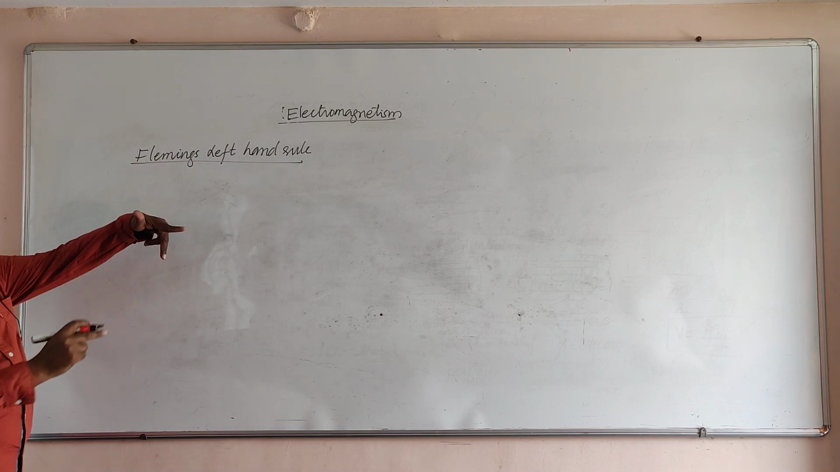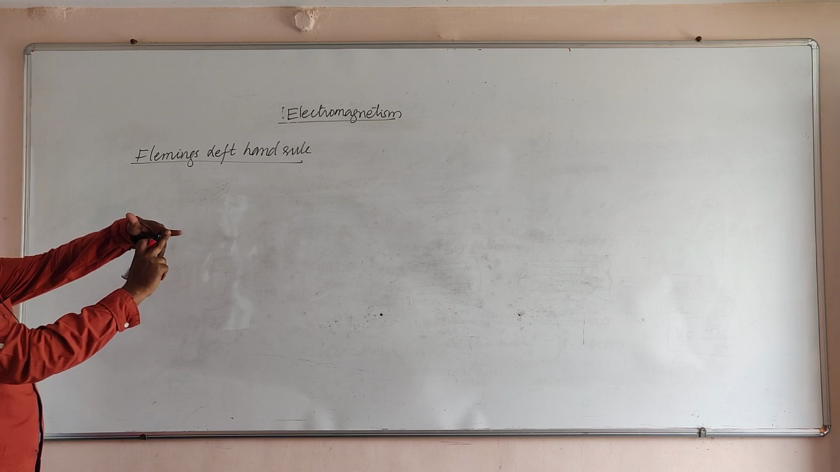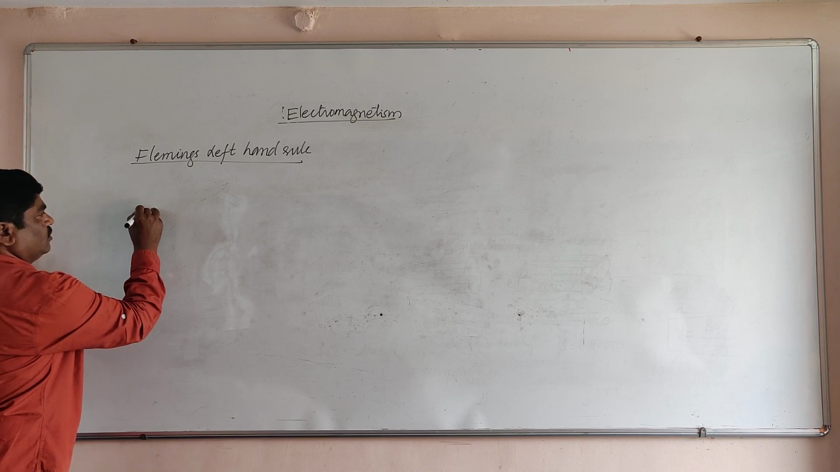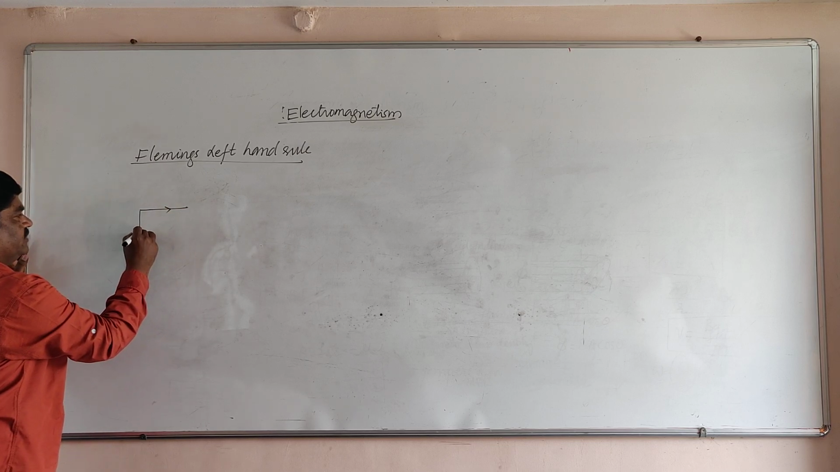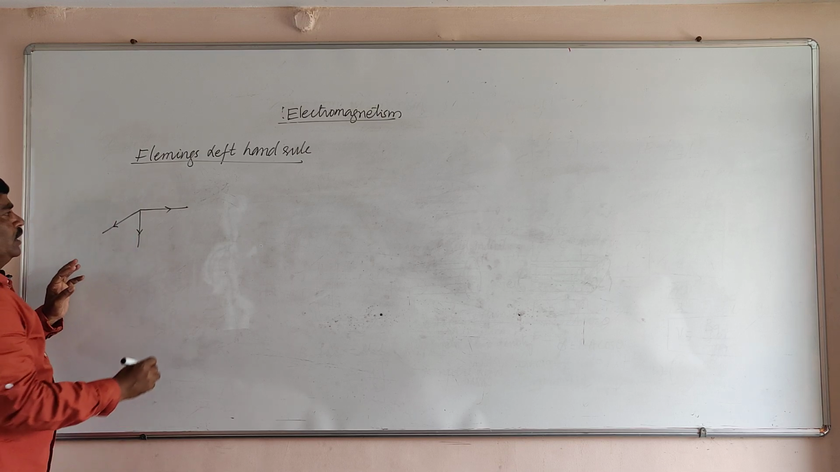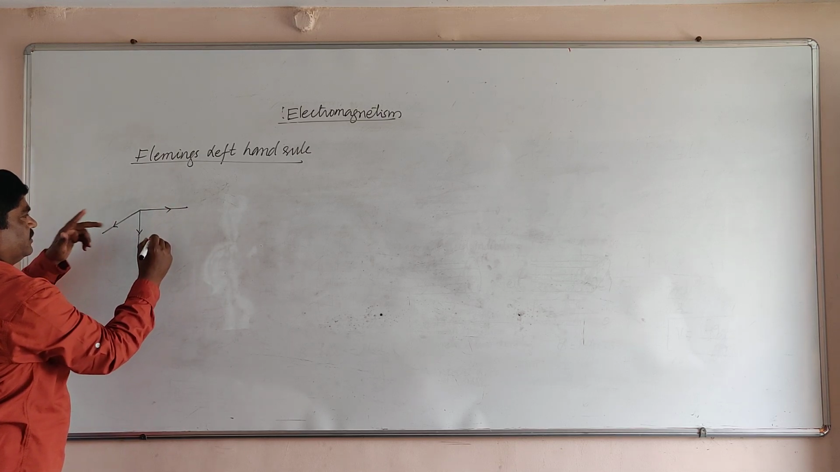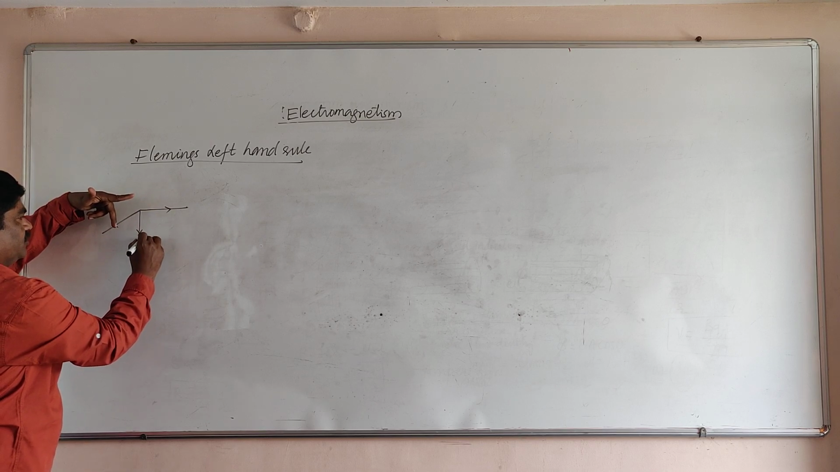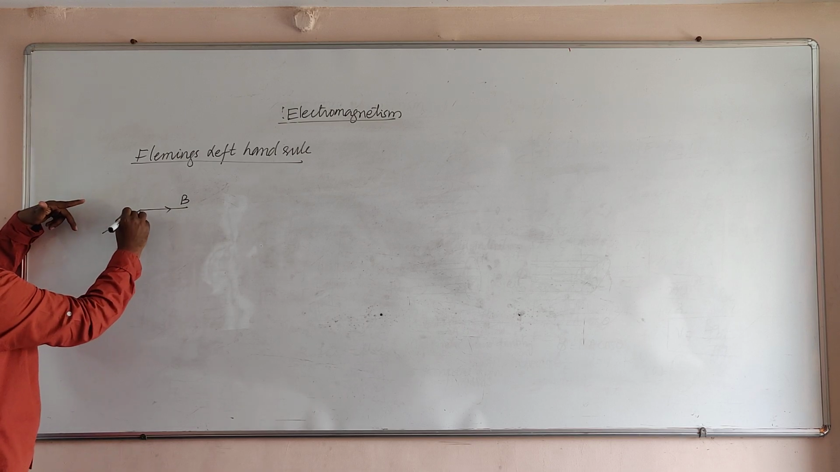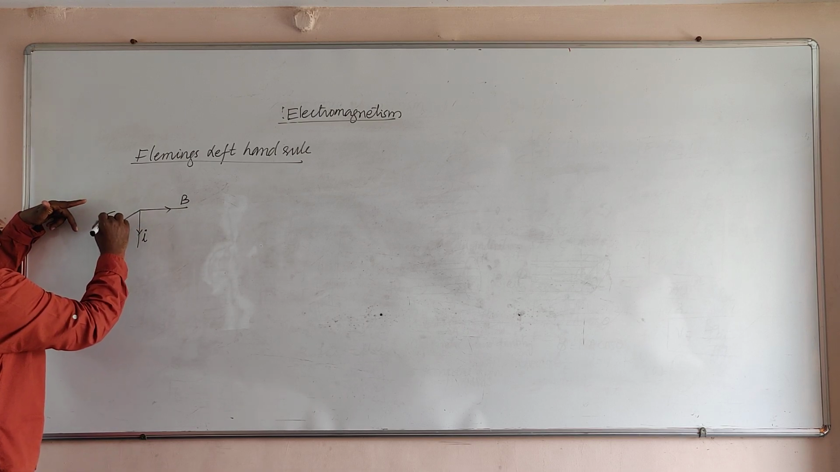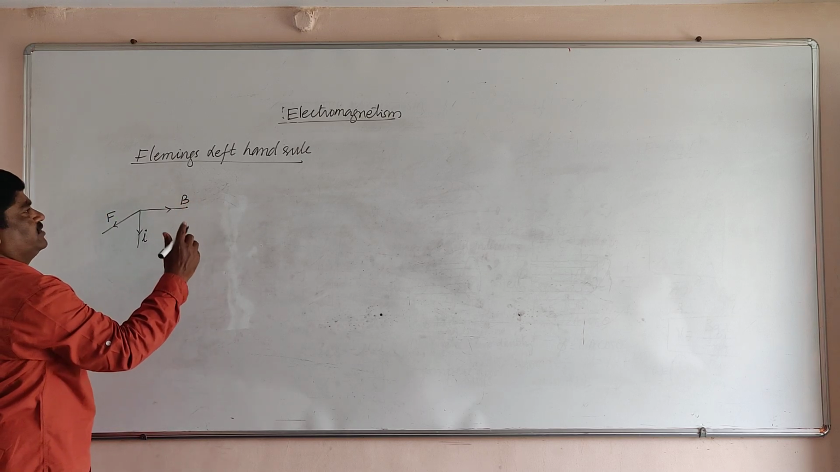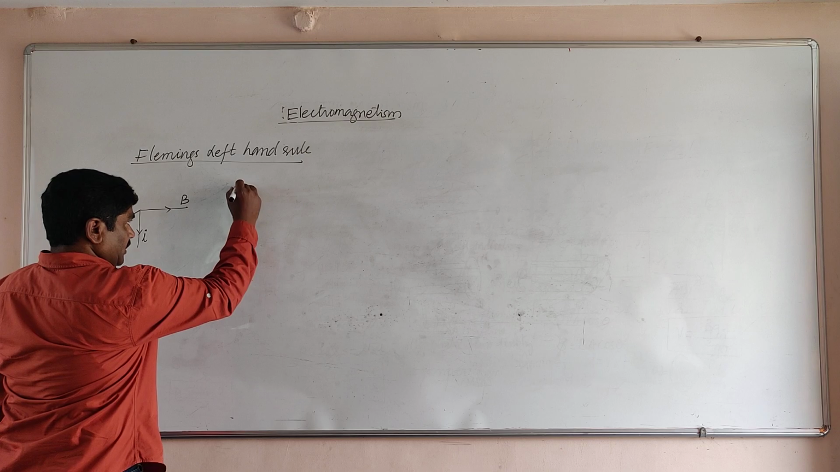whenever the left hand middle finger, pointing finger and the thumb are stretched mutually perpendicular to each other along the axes, and this is the z-axis, you can see. So along the x-axis, you see here, this is the direction of the current, this is the direction of the magnetic field, and this is the direction of the force that acts on a conductor.